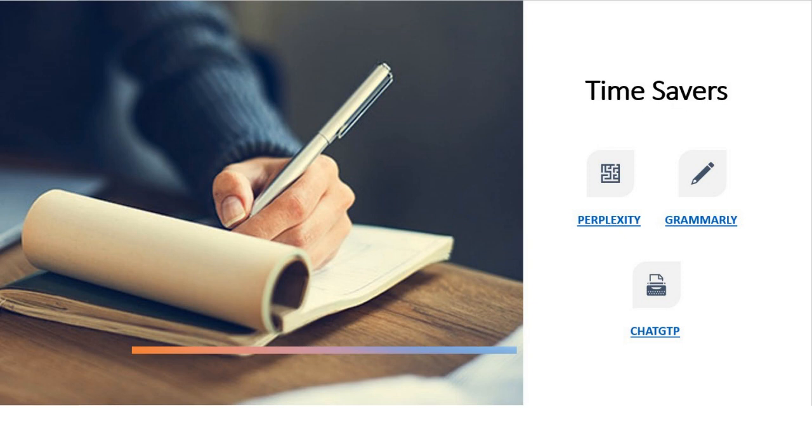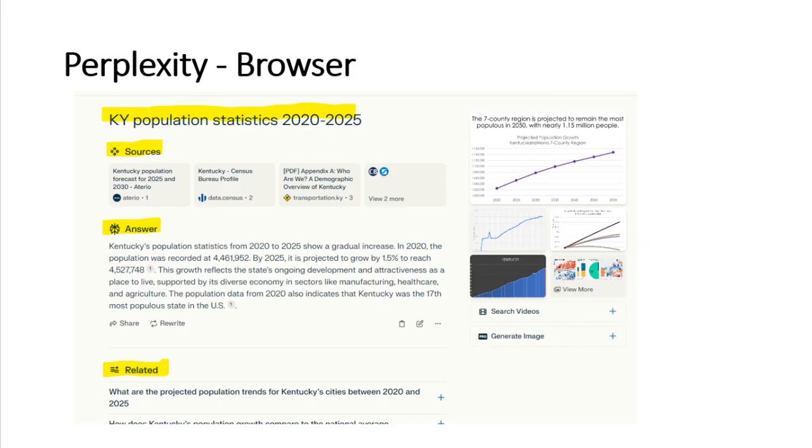Some things that I've found that save me a lot of time when I'm grant writing are some online tools: Perplexity, Grammarly, and ChatGPT, and you probably have heard of those things. Really quickly, for those who haven't, Perplexity is a browser. It's like Google Chrome or Edge, and basically you just log into it and put in your search terms.